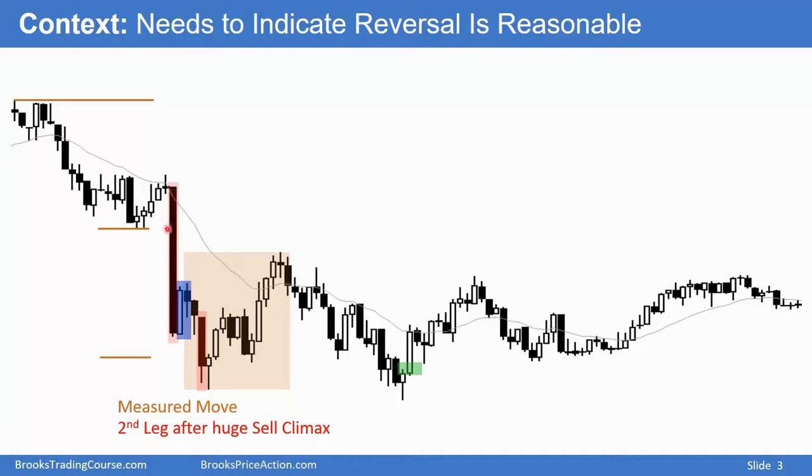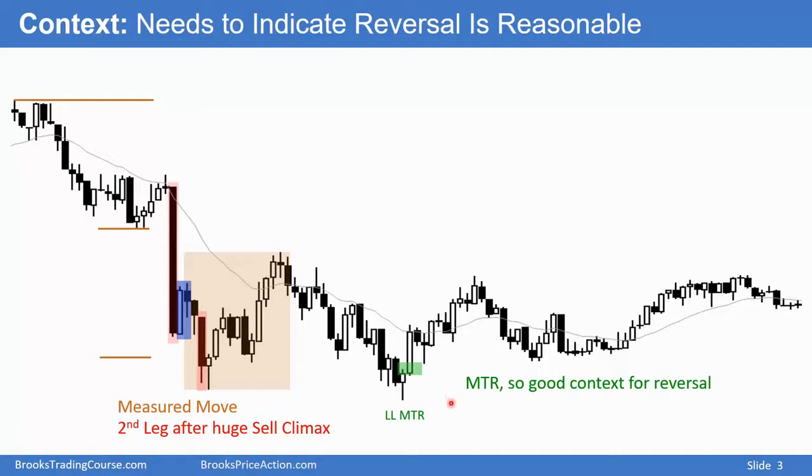2 legs down, huge sell climax, probably at least a little bit more down. After this big sell climax, you have to be expecting one more leg down, but sometimes that's all you get. When you see this 2-bar pullback, you have to be wondering, it might be the end of the bear trend, the final bear flag, and the breakout might reverse up, consecutive sell climaxes. Big sell climax, smaller sell climax. This could be a 2-bar final bear flag, and it was.